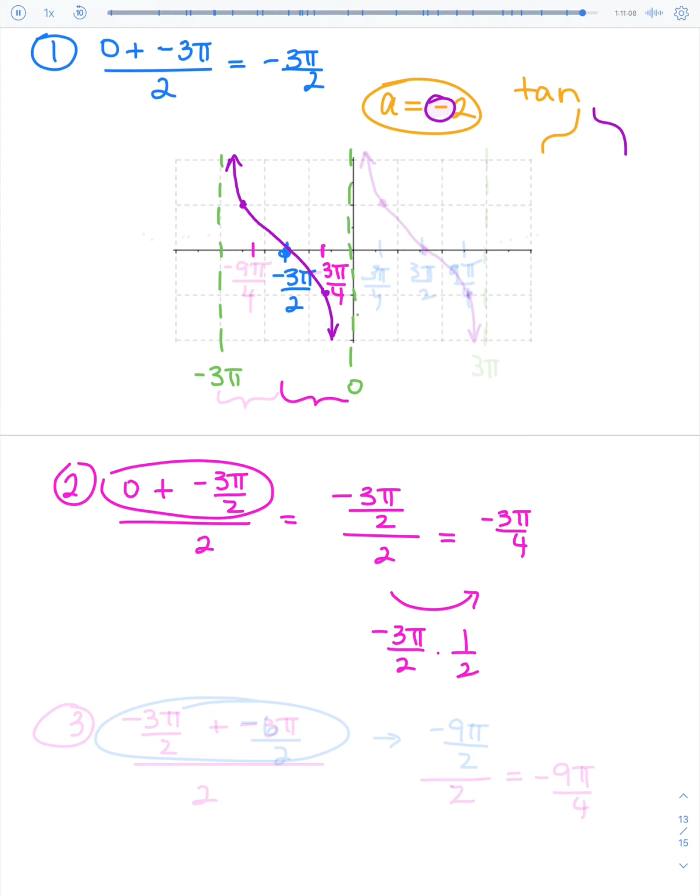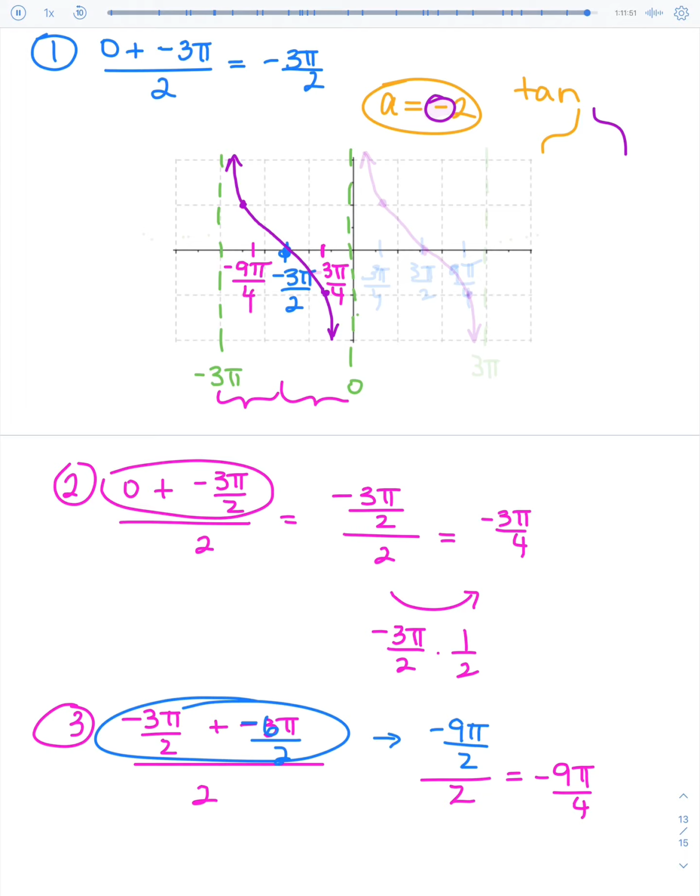And on the other side, if you wanted to find the other quarter point, you could by taking, it's between negative 3 pi over 2 and negative 3 pi, adding them up and dividing by 2. But then you'd have to get a common denominator of 2, which would turn this into a negative 6 pi over 2, which on top would give us a negative 9 pi over 2, divided by the 2 on the bottom, which would again turn into multiplying by the reciprocal, and would get you a negative 9 pi over 4.